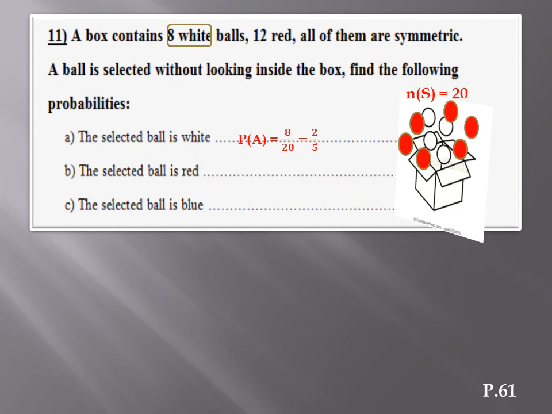I need to write the probability that the selected ball is red. How many red balls do we have? 12 red, 12 over the total, 12 over 20. In the simplest form, it equals 3 over 5. The selected ball is blue. The probability of a blue ball will equal 0 because we don't have any blue ball here.